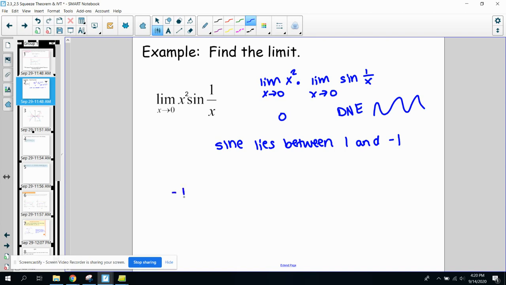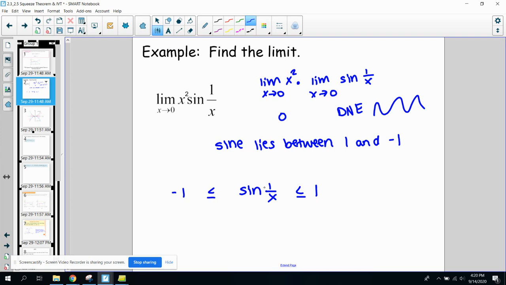So let's make an inequality and say that -1 is less than or equal to the sine of 1 over x, which is less than or equal to +1. So here we made an inequality, and that's what we're doing with the squeeze theorem or sandwich theorem, is we're trying to make an inequality. So it's between -1 and 1. Now what's missing, this is not exactly what we have, right? We have the sine of 1 over x here, but we also need the x squared.